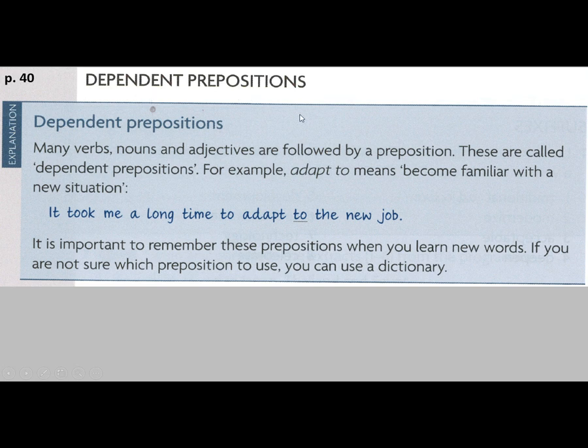So what does this mean? Let's see. Many verbs, nouns, and adjectives are followed by a preposition. These are called dependent prepositions. For example, the verb adapt is followed by the preposition to. So adapt and to are used together. For example, it took me a long time to adapt to the new job.